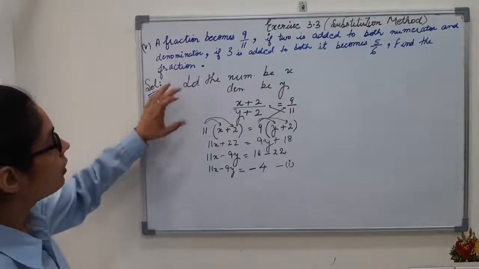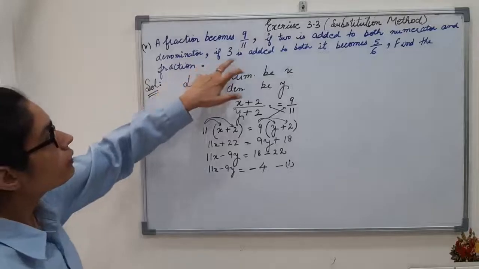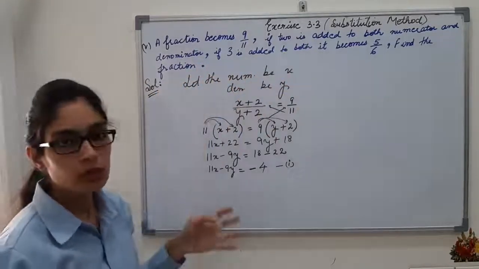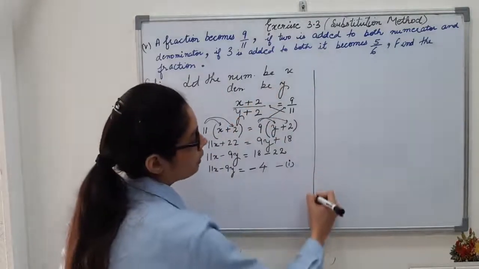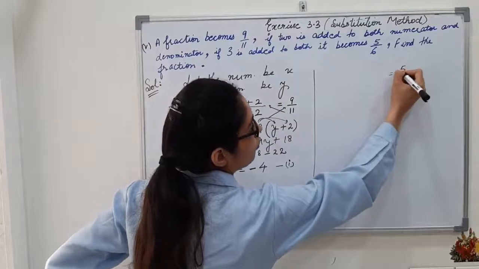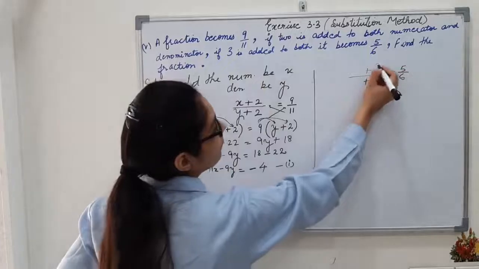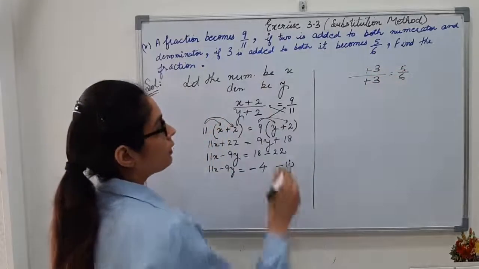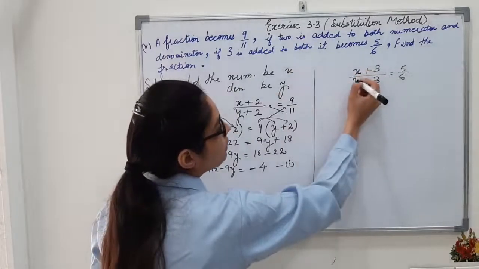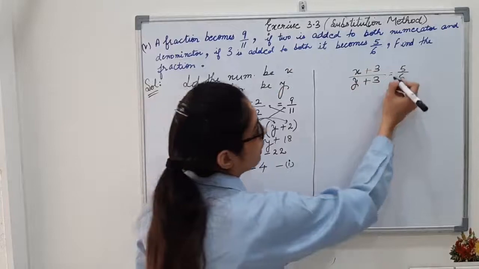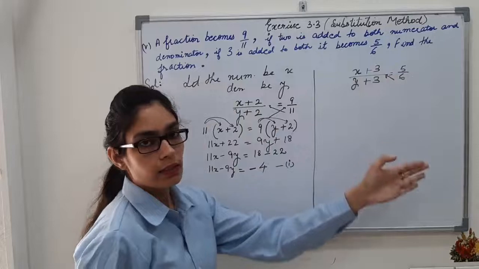Now let's find out the next equation. If 3 is added to both the numerator and denominator, our equation becomes 5 by 6. What is my numerator and denominator? Numerator is x, denominator is y. I got my second equation, but it is in complex form. I'll convert it into a simpler form.